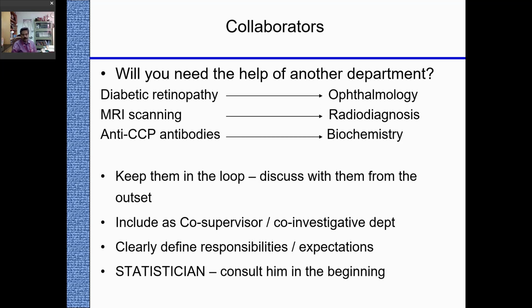study. A statistician is also a very important collaborator who will be collaborating with all the theses in all departments, and a statistician should be consulted in the beginning, starting from the sample size calculation to the last analysis points.